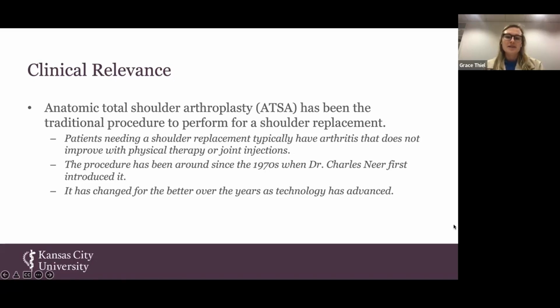It has been around since around the 1970s when Dr. Charles Neer first introduced it, and I thought I would include this fact because in first and second year we learn about the Neer test, which is a test that assesses for shoulder impingement, and so that's just the namesake for that. I thought it was a good fun note. It has changed for the better, as we can anticipate and expect, as technology has advanced accordingly since the 70s.